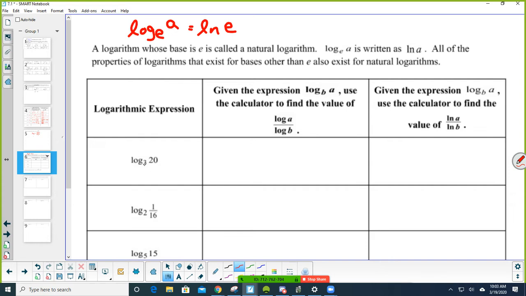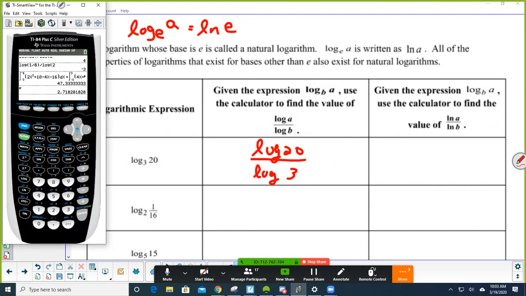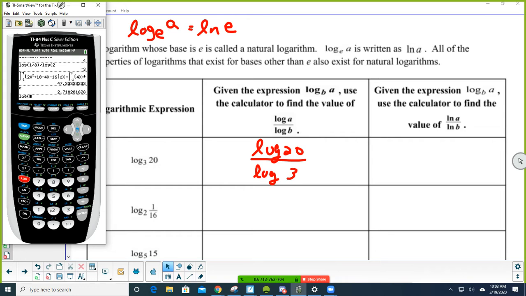So if I'm going to do change of base to this like we did yesterday, I would just have log of 20 over log of 3. That's exactly what we did on yesterday's stuff. Now you can also go ahead and use natural log for this. If I put this in my calculator, log of 20, make sure I shut that parenthesis, divided by log of 3, I'm going to get that 2.727 number.